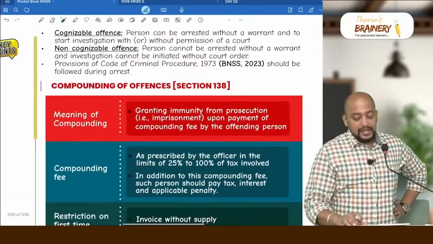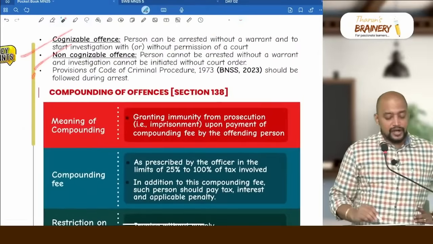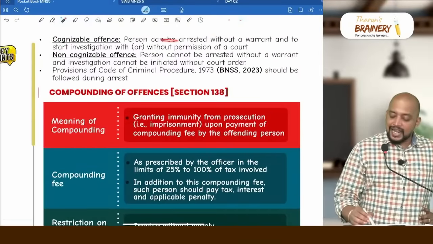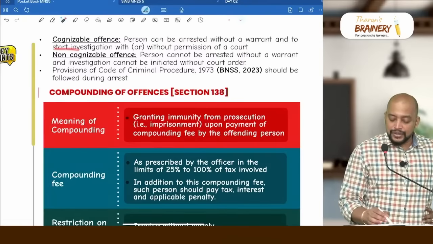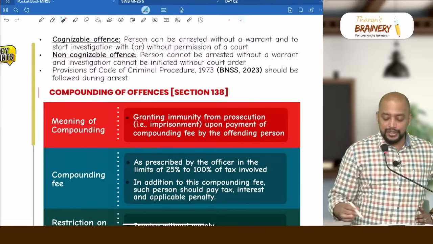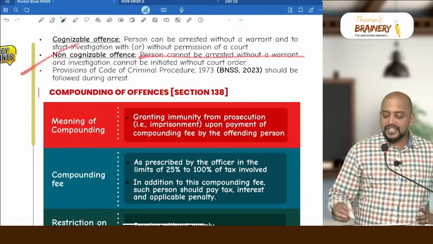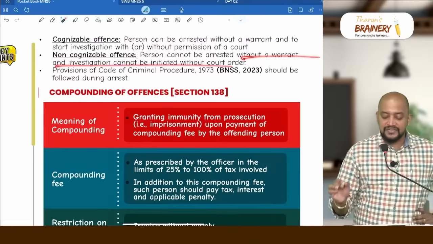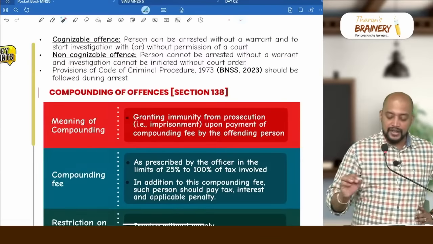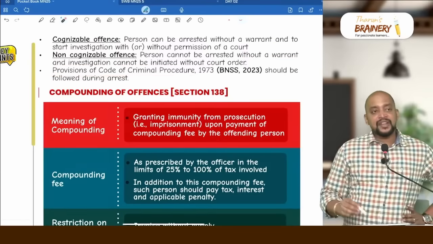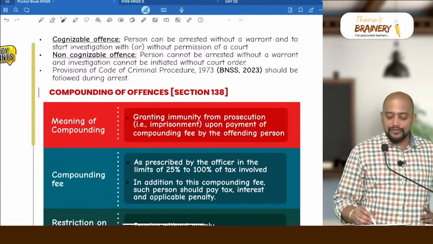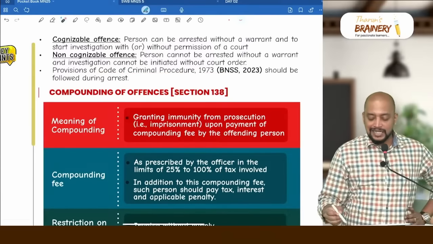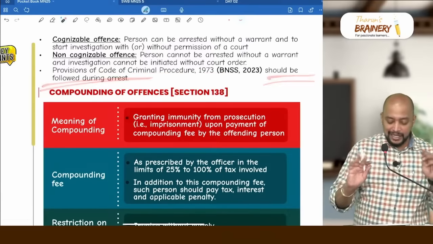Okay. Then look into this cognizable offence, non-cognizable offence. In a cognizable offence, a person can be arrested without a warrant and investigation can start with or without permission of court. In a non-cognizable offence, a person cannot be arrested without a warrant and investigation cannot be initiated without court order. And in the case of arrest, provisions of Code of Criminal Procedure, now BNSS, should be followed during the arrest.